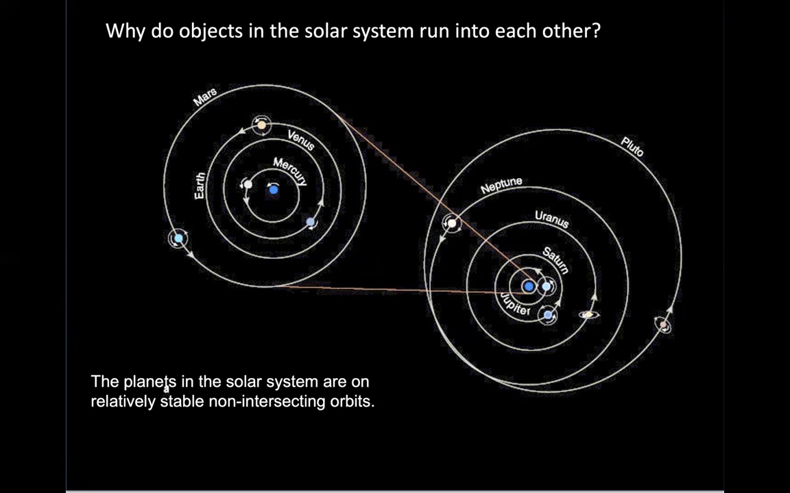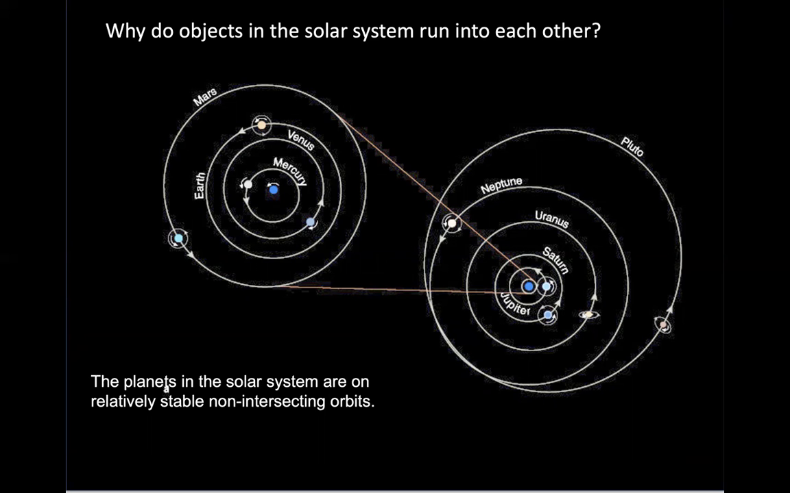And people have done careful numerical studies of this. They go, oh, could this ever happen? And the chances of any of these objects by some weird gravitational interaction ever colliding with each other is a very low probability event. This is a very regular, stable system.